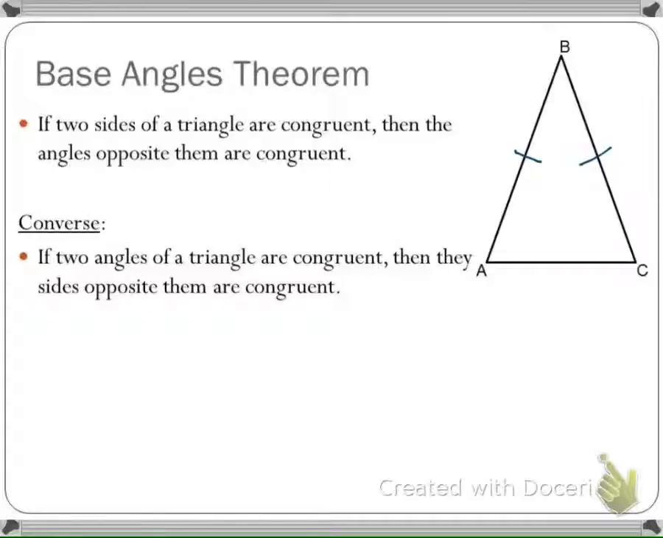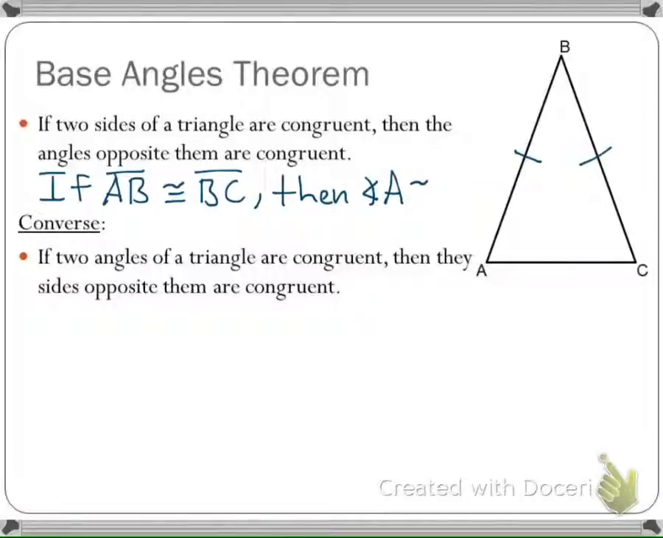So let's say we have, if AB is congruent to BC, then those angles opposite those sides, which would be opposite of BC would be angle A, is congruent to what's opposite of AB, which is angle C. So what this says is anytime we have an isosceles triangle, those base angles will also be congruent.